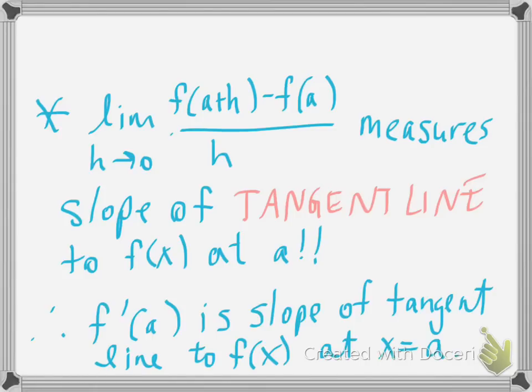So in conclusion, f prime of a, which again is the derivative of f at a, that's just notation, that is the slope of the tangent line to f of x at x equals a. And you should remember that, and we will review that ad nauseam.